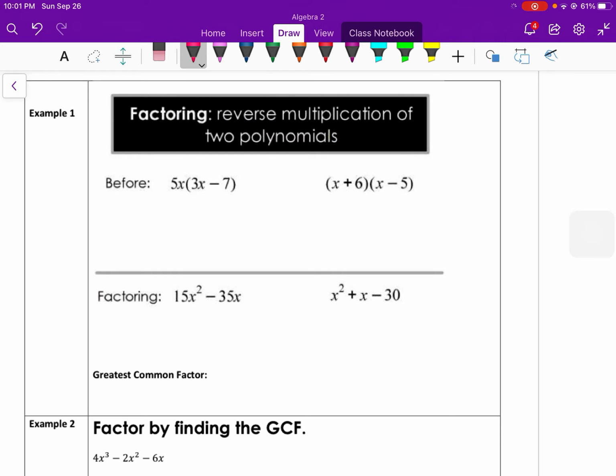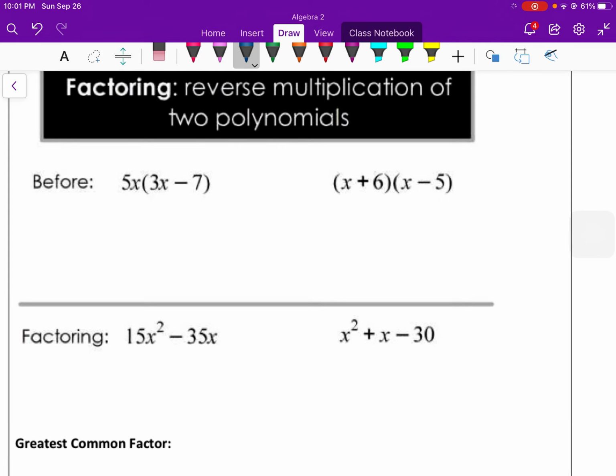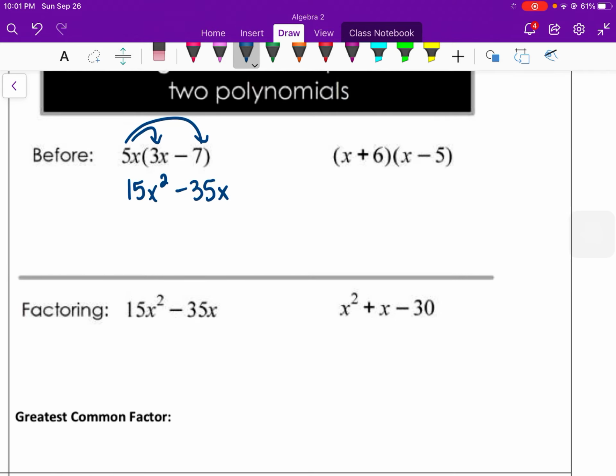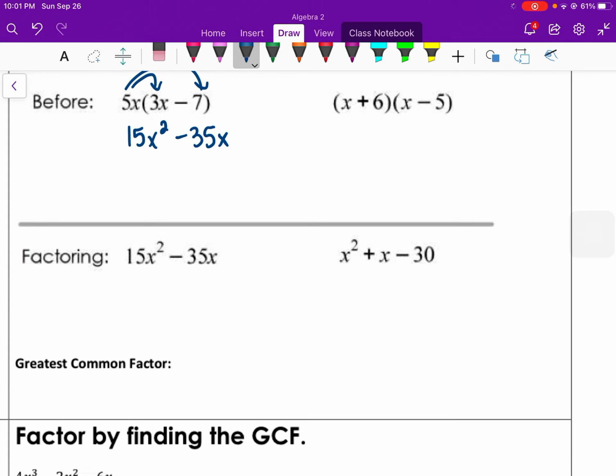Okay, so remember that factoring is the reverse of multiplication. So sometimes we have just a multiply like 5x times 3x minus 7. So if we multiply that through, we would get 15x squared, because x times x is x squared, and 5x times negative 7 is negative 35x. So if you wanted to reverse and factor that, so you have 15x squared minus 35x, you're looking, what do they have in common?